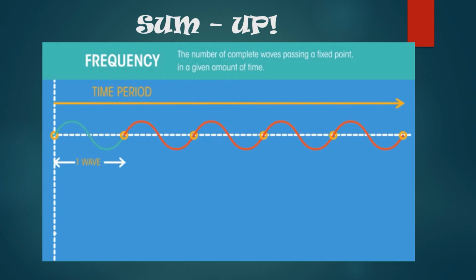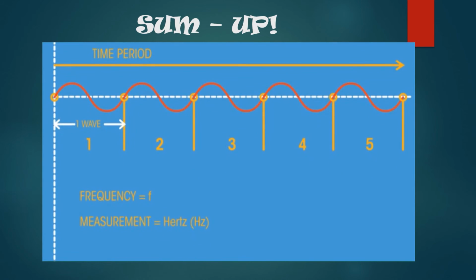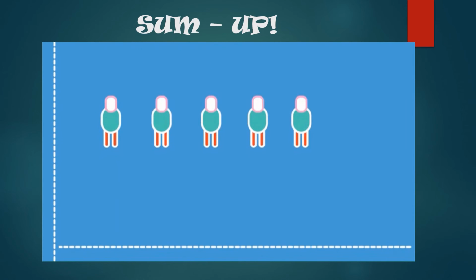This is what one complete wave looks like. So if this was our time period, the frequency would be 5. Frequency is given the symbol F and is measured in units called hertz. Hertz measure how many complete cycles per second. So how many people in our Mexican wave stand up every second?